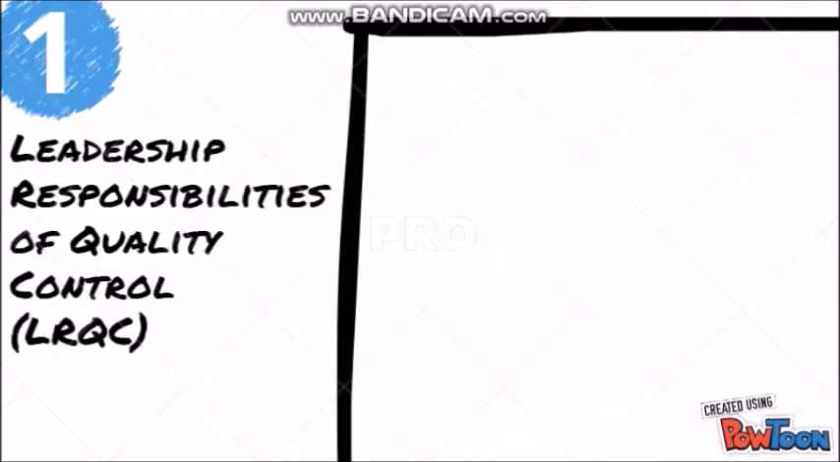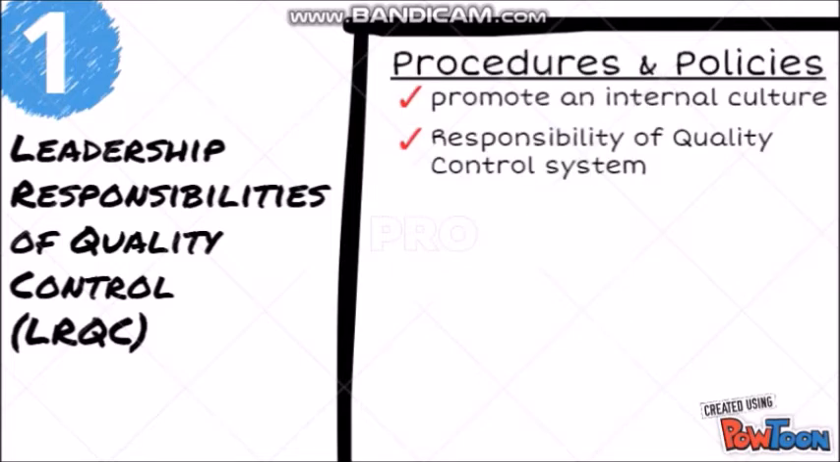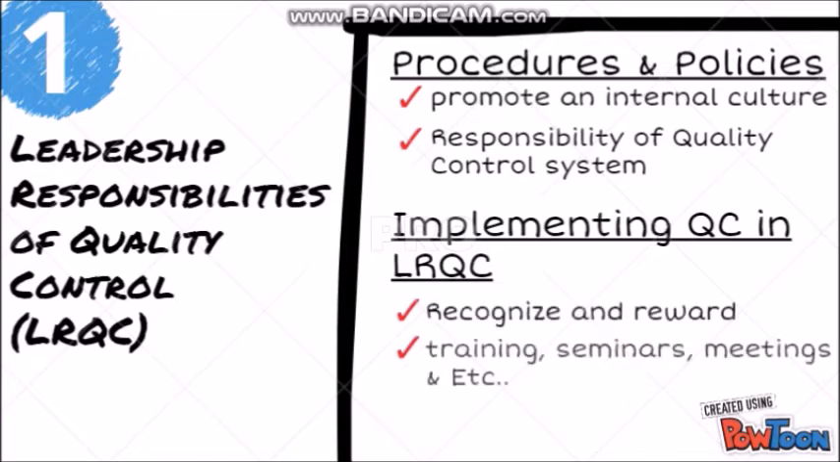Leadership responsibilities of quality control. The procedures and policies that need to be established in order to promote an internal culture that quality is essential. And the managing board of partners assumes ultimate responsibility of the quality control system. This is to set the right tone at the top, because good management proves good overall management throughout the whole firm. How to implement the quality control in leadership responsibilities of quality control.